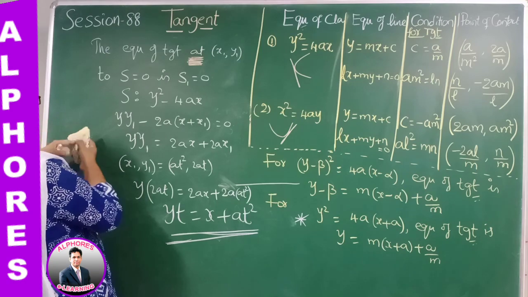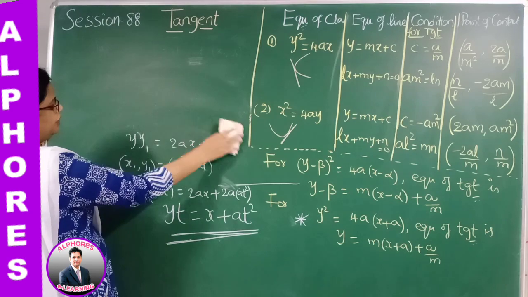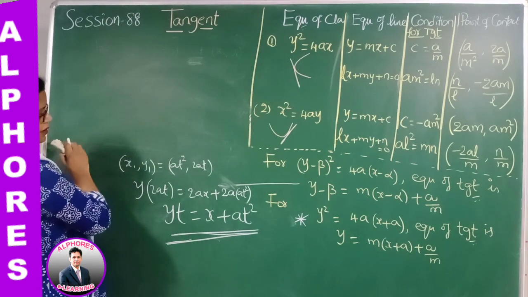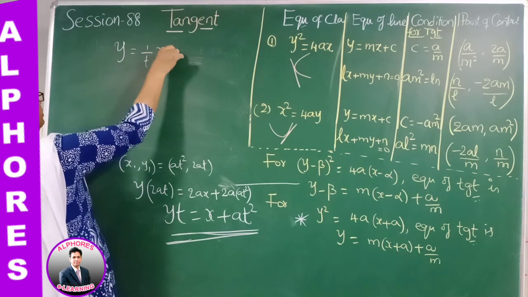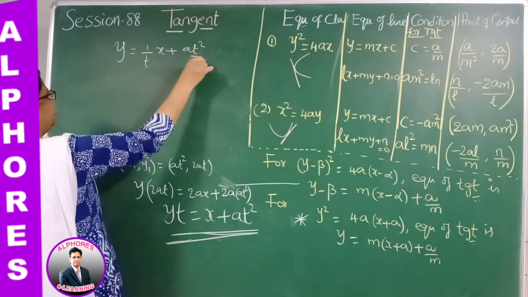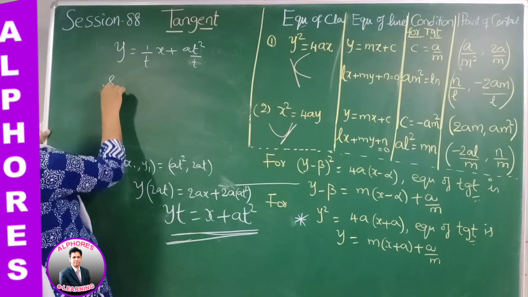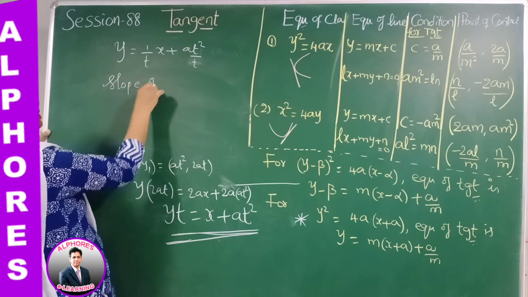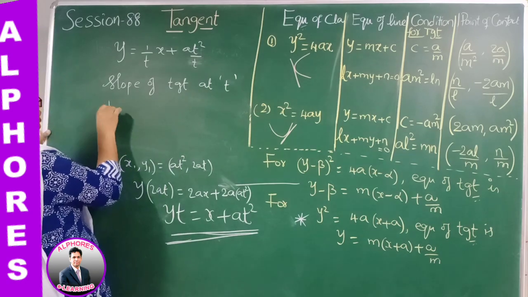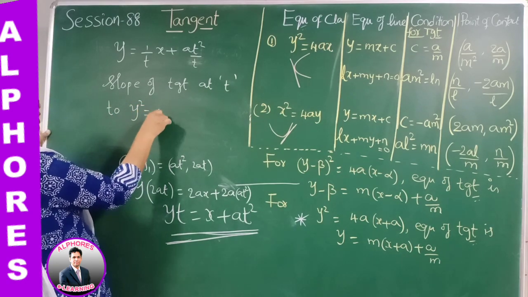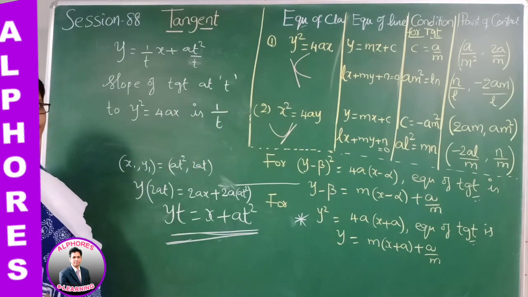That means our interesting question is what is the equation of the tangent, that is one thing, and the other one is about the slope. So that is very important. If I write this, y is 1 by t into x plus at square divided by t, it is of the form y equal to mx plus c. Okay, so what is the slope of the tangent here? The slope of the tangent at t to the parabola y square equal to 4ax is 1 by t. A very important condition.